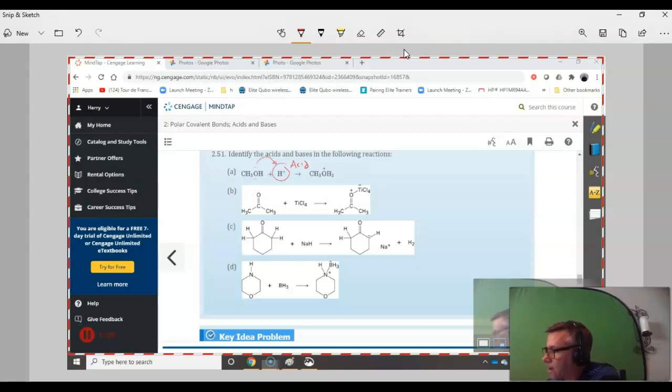Let's take a look at problem C. We've got cyclohexanone reacting with sodium hydride. This is Na plus H minus. That's hydride right there. So that's a very strong Lewis base, an electron pair donor. It's got that electron pair. So it's going to grab that hydrogen right there, rip it off as H plus. Here's what it looks like mechanistically.